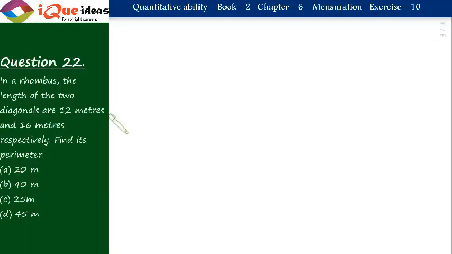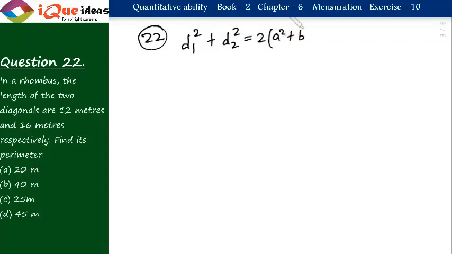Now let's take up the next question, question number 22. Right? For all the parallelograms, we have a formula that is D1 square plus D2 square is equal to 2 times A square plus B square. Just now we have discussed it. Now the rhombus is also a parallelogram. The only benefit in rhombus is that A becomes equal to B. All the sides are equal, so A is equal to B.